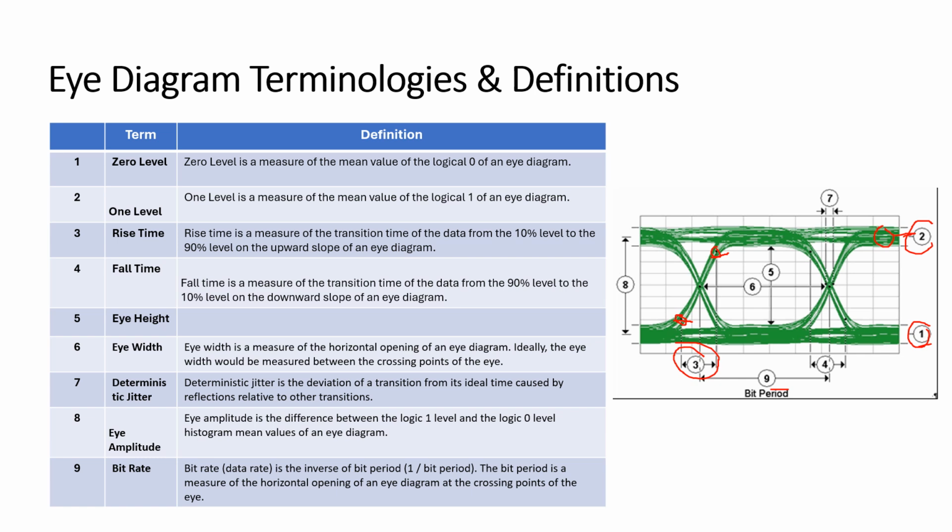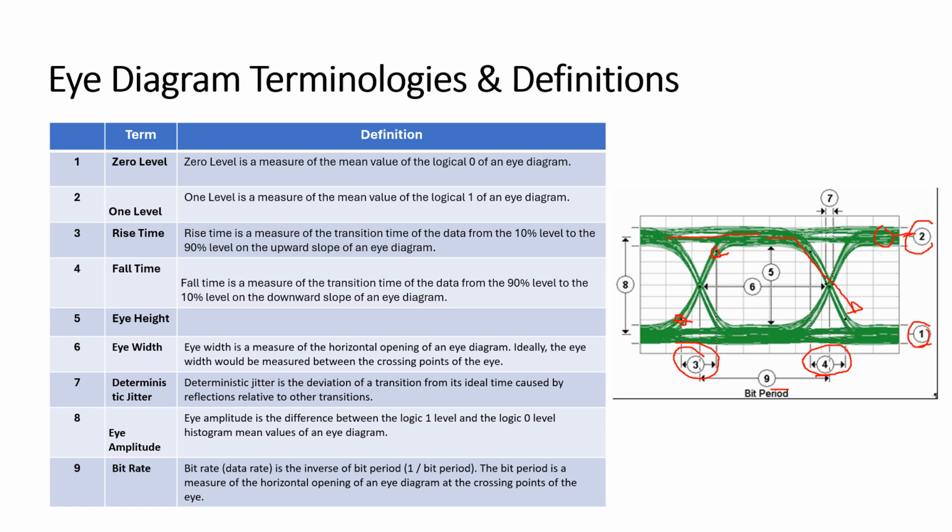Then comes the fall time. Number 4 is fall time. Whenever your signal is transitioning from signal level 1 to signal level 0, how much time your signal takes coming down from 90% of the signal to 10% of the signal is considered as the fall time of the signal.